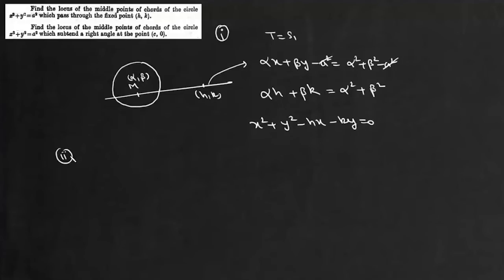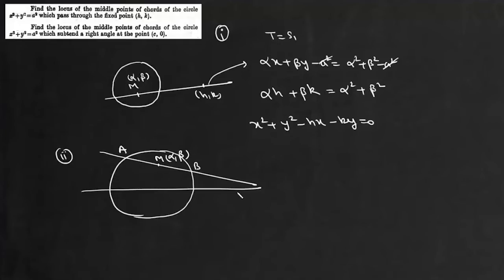Now the second question is, find the locus of middle point of chords of the circle which subtends a right angle at the point c comma 0. So we have this circle. And then we have a chord, say AB, and we will find locus of midpoint of this chord. So let it be this alpha beta, and then it says this chord, it subtends right angle at this point c comma 0. So we have a point, say c comma 0, and this chord, it subtends an angle 90 degrees here.